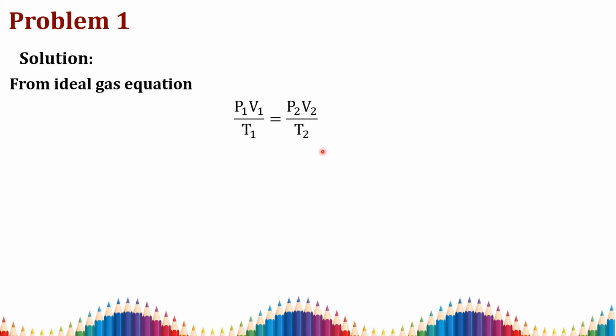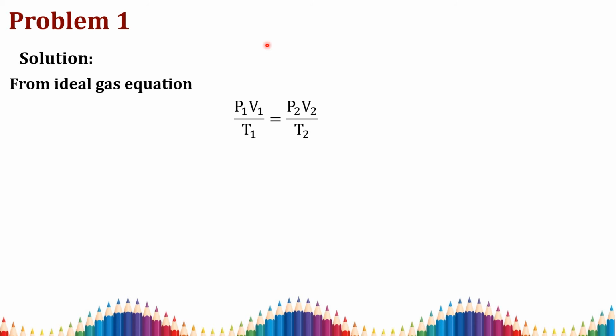For that, we need to use the ideal gas equation. What is the ideal gas equation? All of you know that the ideal gas equation is PV equal to mRT, where P is pressure, V is volume, m is mass, R is the gas constant, and T is temperature.